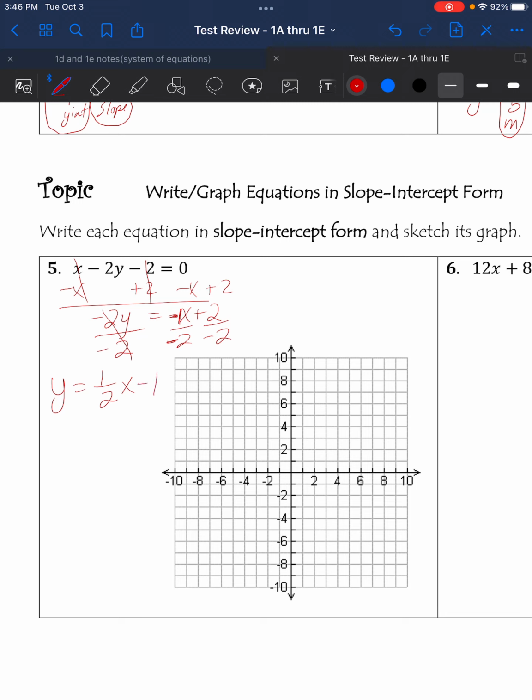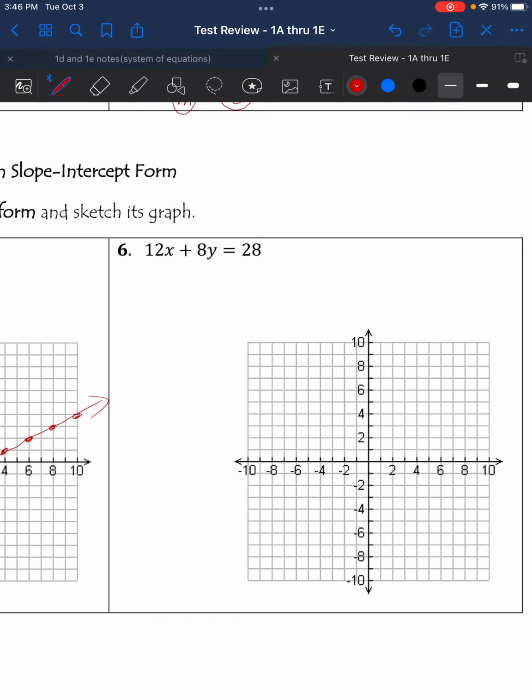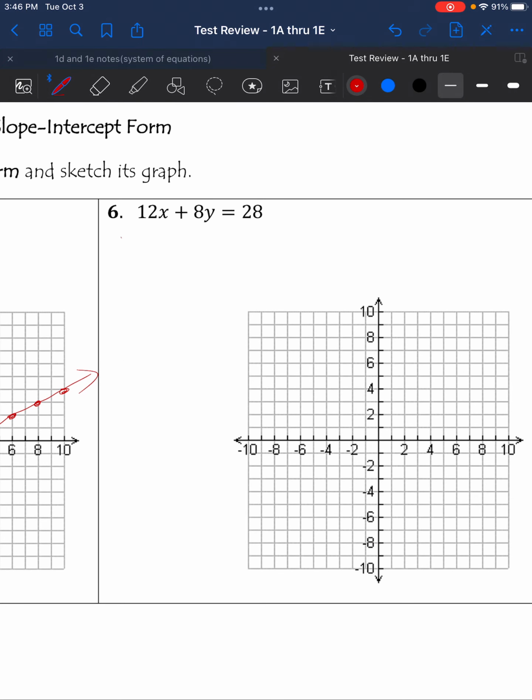So graphing that, I got my y-intercept at negative 1, so I'm going to put a point at negative 1. And then I'm going to go rise over run, up 1, right 2. Up 1, right 2. And I can also go down 1, left 2, the opposite directions. I'm getting that from my slope. Down 1, left 2. And then draw your nice line. Done.